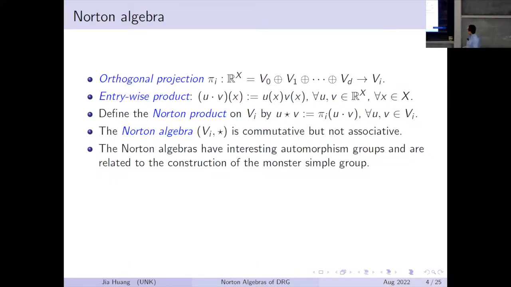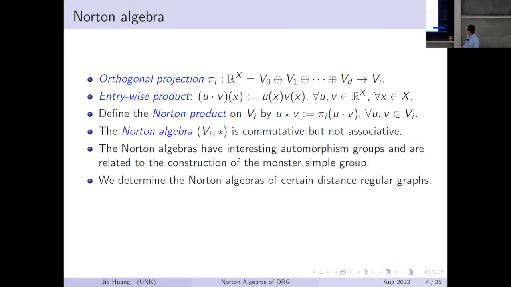Okay, so this Norton algebra has interesting properties. For example, its automorphism group is kind of interesting. It was studied back in the 50s or 60s by group theorists because they were interested in the automorphism groups, and I believe it is related to even the construction of the monster simple group. But let me not talk too much about that here.